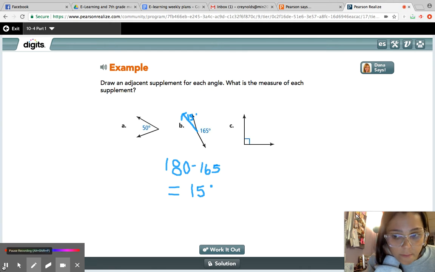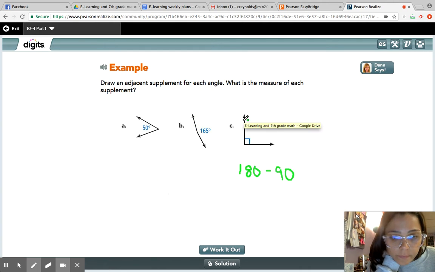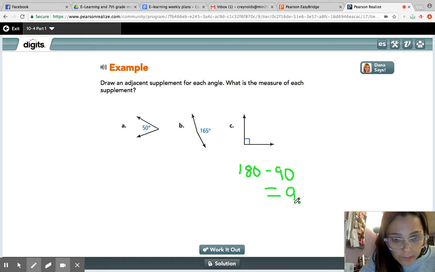Try doing letter C. Looking at letter C, they give us a right angle. We know a right angle is equal to 90 degrees, so 180 minus 90 degrees will give us another 90-degree angle. So to draw this adjacent supplement angle, I know 180 degrees has to be a straight line, so I'm going to continue my line. Sorry, that's not perfect. I'm going to draw the supplement angle, which is another 90-degree angle. So 90 degrees plus 90 degrees equals 180 degrees, so these are supplementary angles. Look at the next example.